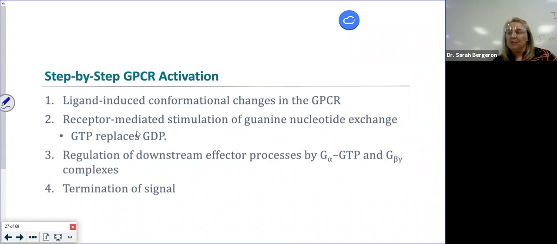Then you have downstream effectors, right? And they're regulated by whatever complex it is associated with, right? And then eventually you're going to have termination of the signal because you're going to put that GDP back. If you never put the GDP back, then that receptor's on forever, right? And that can be a problem.